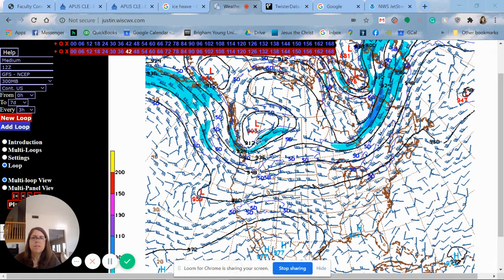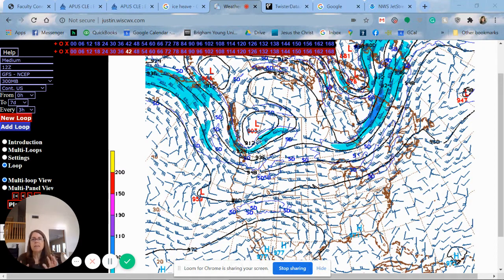And where you see the blue, that is the higher speed. So this is the strongest wind in here. So this would be the jet stream. Now, what I want you to notice is that you've kind of got a wave pattern. We've got troughs here and ridges here.